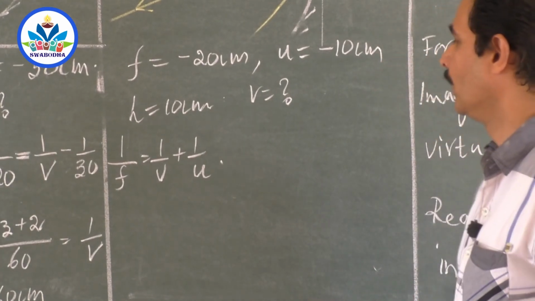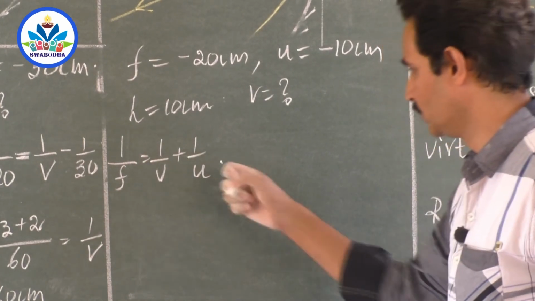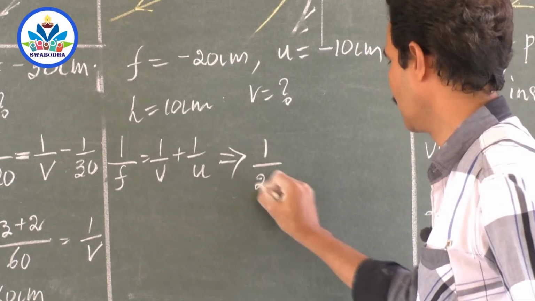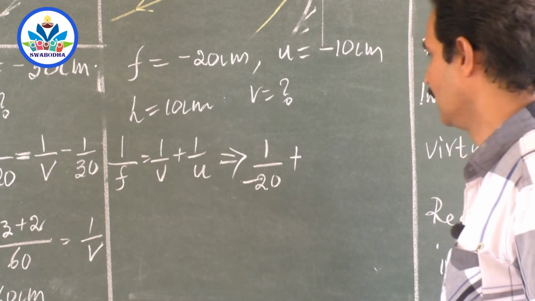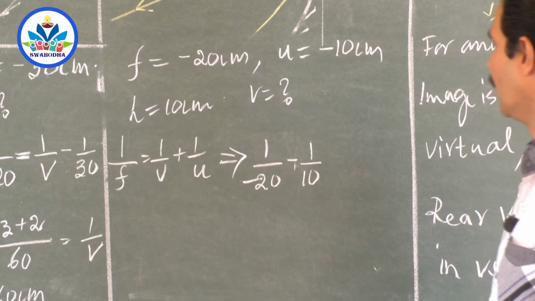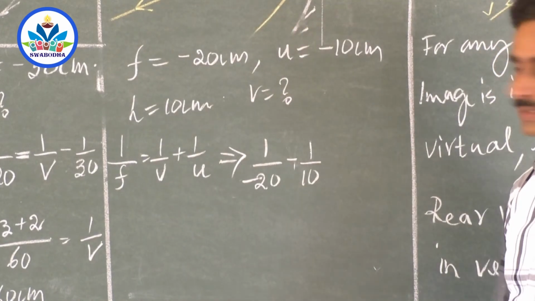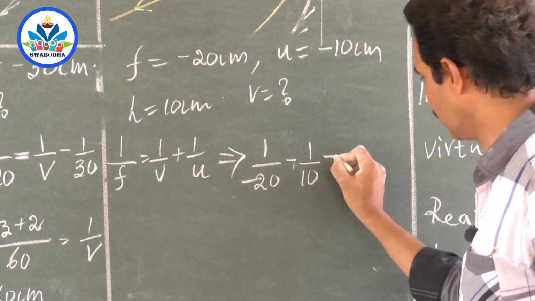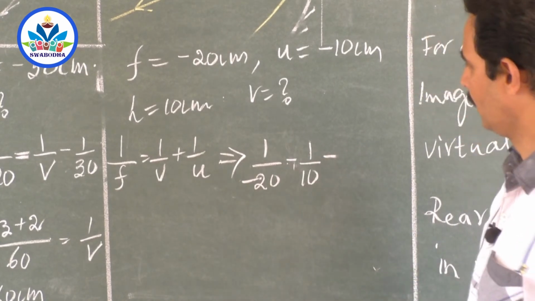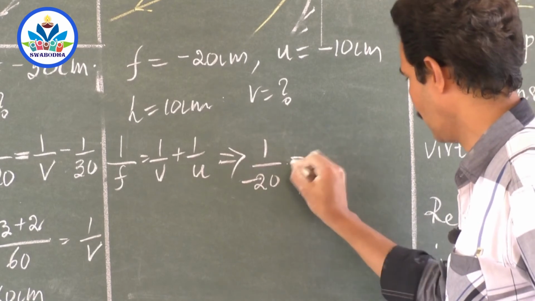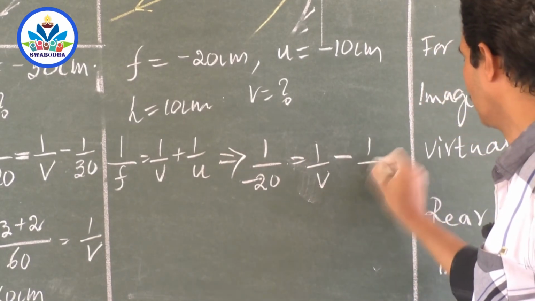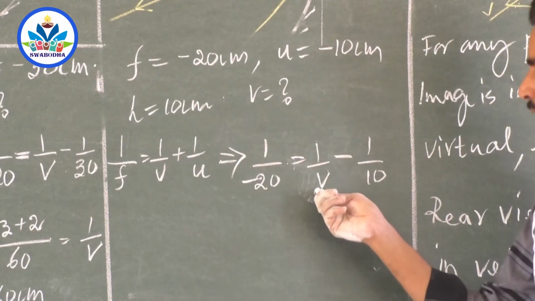Okay, yeah. 1 by F equal to 1 by V plus 1 by U implies 1 by minus 20 equals 1 by V plus 1 by U. U is also negative, so I'll put the negative sign here only. Minus 10, which is within the focus. So 1 by F is equal to 1 by V plus 1 by U, 1 by 10. Yes, V we don't know.